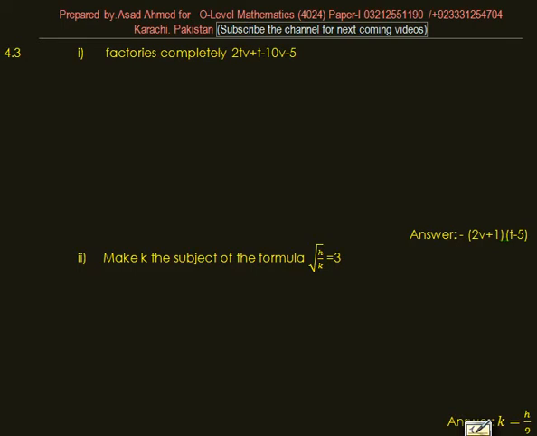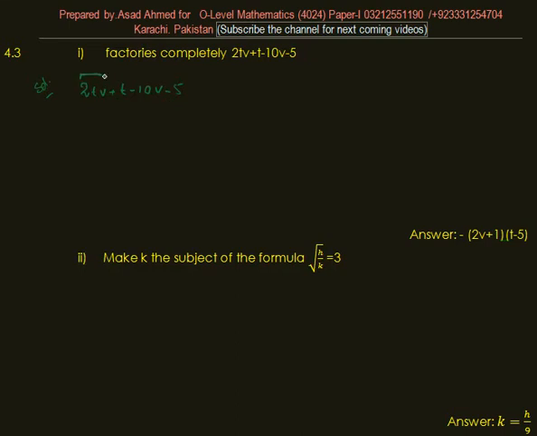Exercise 4.3, factorize completely. In this part of the question, we are asked to factorize the expression. The expression is 2tv plus t minus 10v minus 5. There are four terms and we have to factorize it.